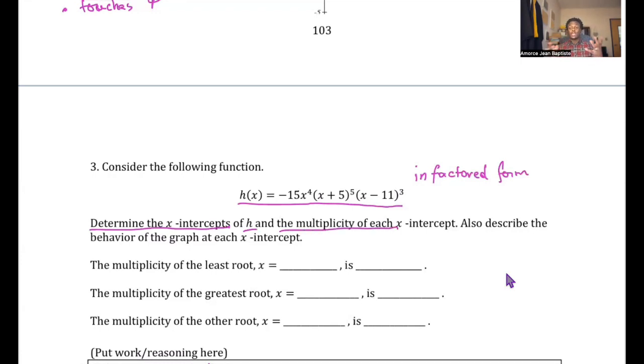Remember, we were looking at the graph and seeing the impact on the x-axis to determine whether we have an even or odd multiplicity and the value of the zeros, the where and the how. But here, given we have the equation in factored form, how do we do that?